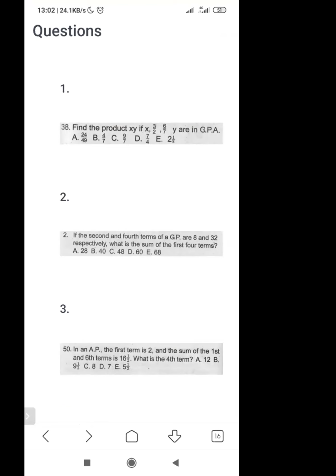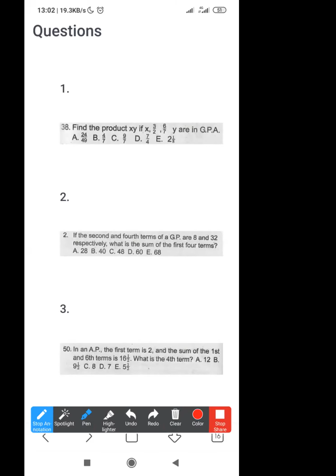So if you look at the first one, they say find the product of X and Y in a GP. So what do we do here? It depends on the way you want to look at it. So how do we do this? They have given us the GP as X, 3/2, 6/7, and Y. So this is T1, T2, T3, T4.